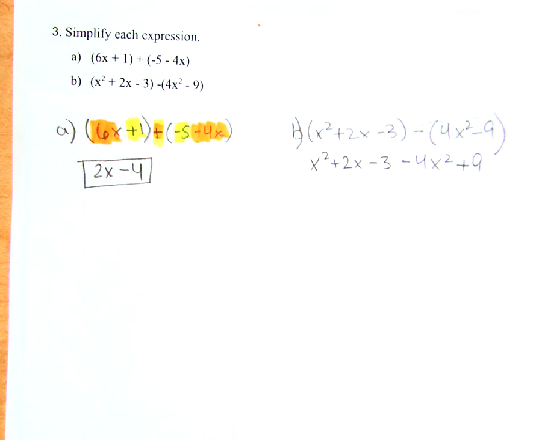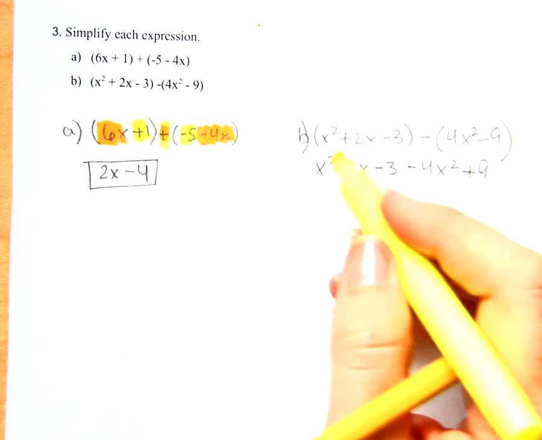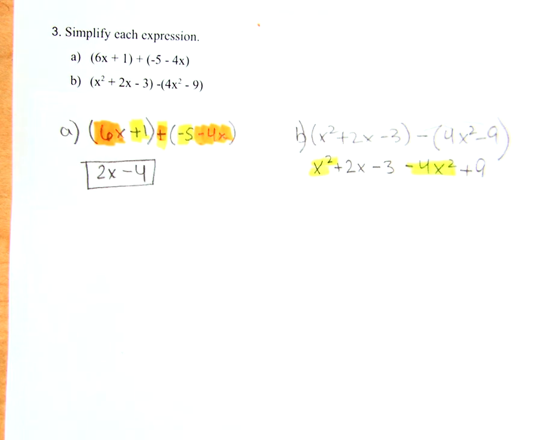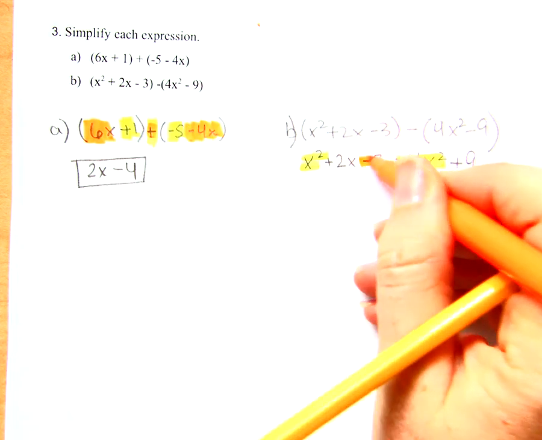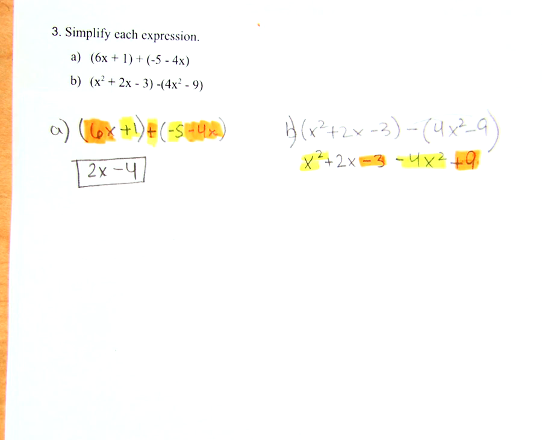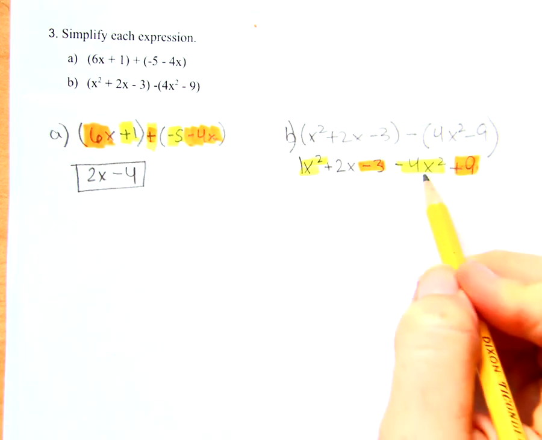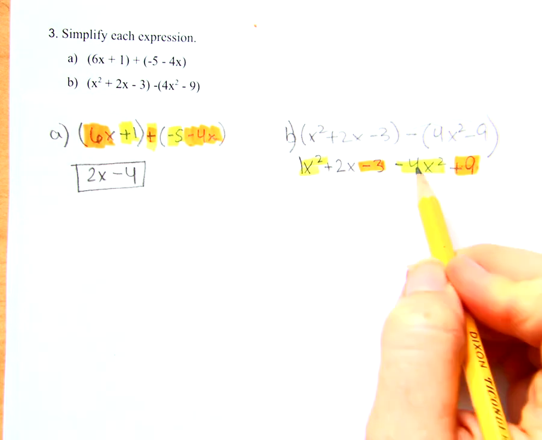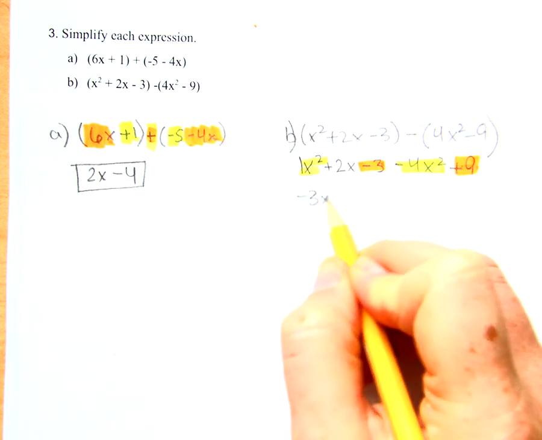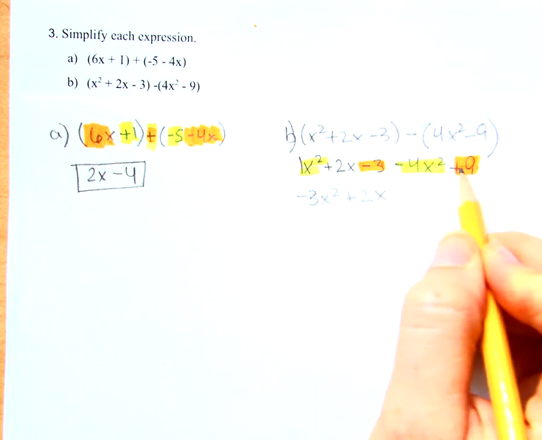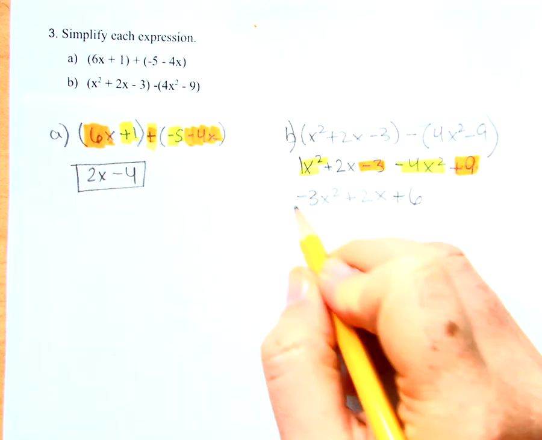And then from there, I can just combine like terms just like in the previous problem. Okay, so I can combine this x squared with this negative 4x squared, and I can combine this negative 3 with this positive 9, and then I've got nothing to combine the 2x with. So x squared, or 1x squared if you prefer, minus 4x squared. 1 minus 4 would be negative 3x squared. Bring down the plus 2x, and then we have negative 3 and positive 9 coming together to make positive 6.